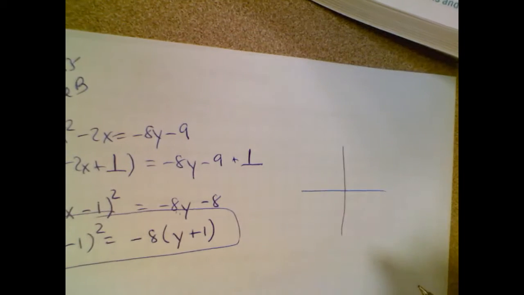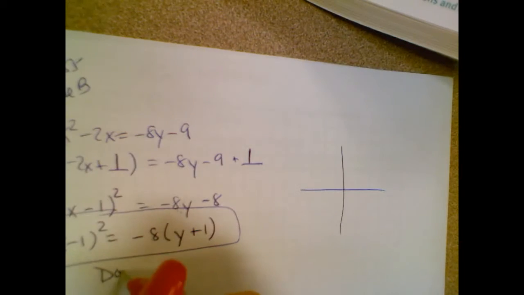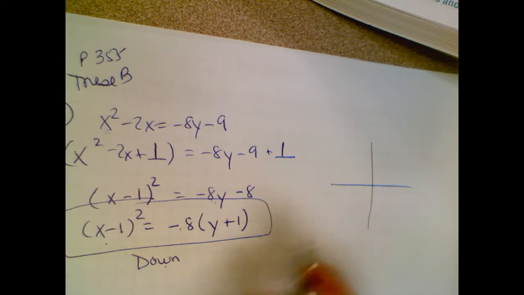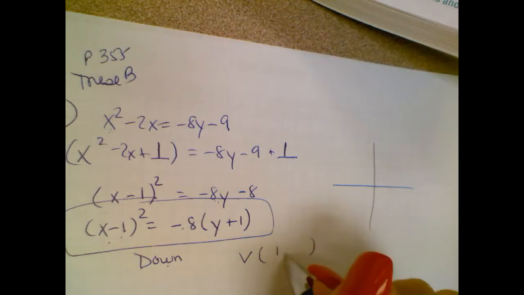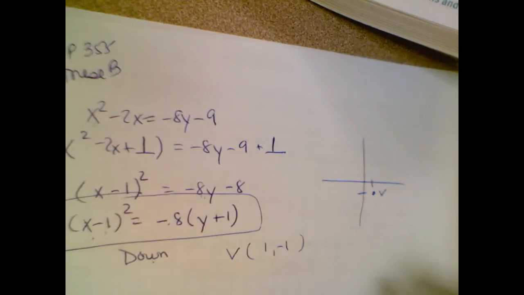But I kind of need a graph just to make sure I get everything right. So this is going to open down. The reason is because x is squared and because that 8 is negative. So this is a down parabola. The vertex is the opposite of this and the opposite of that, so it's 1, -1. Here's your vertex, and it's opening down.